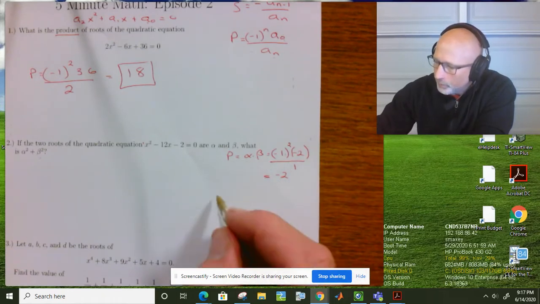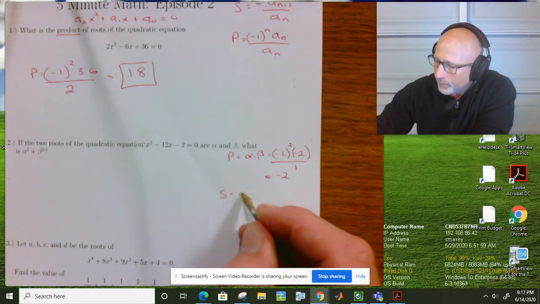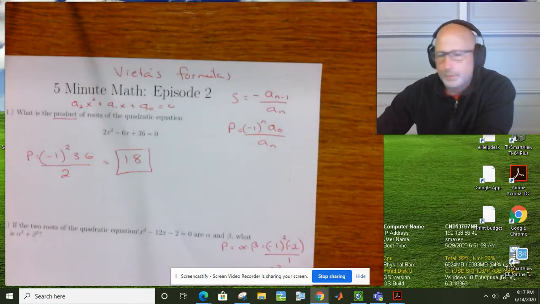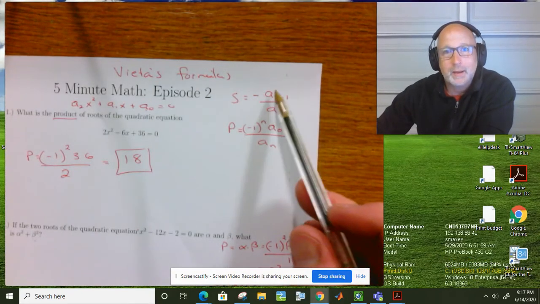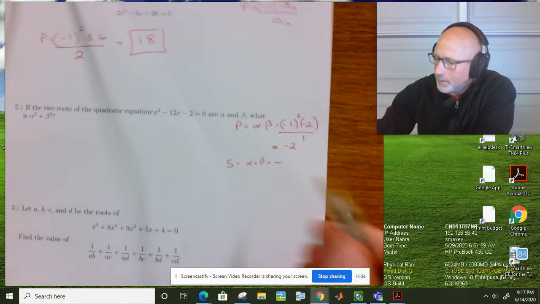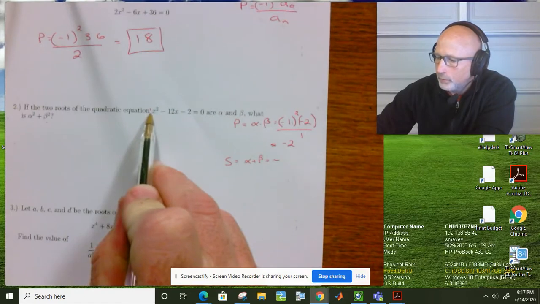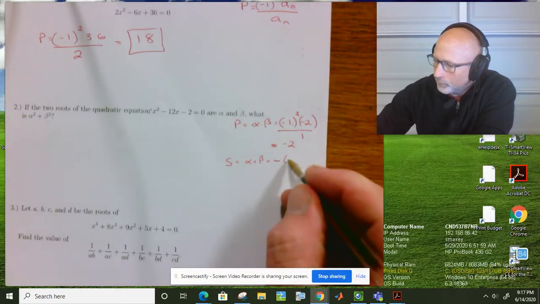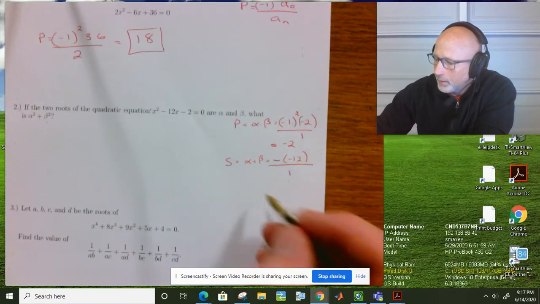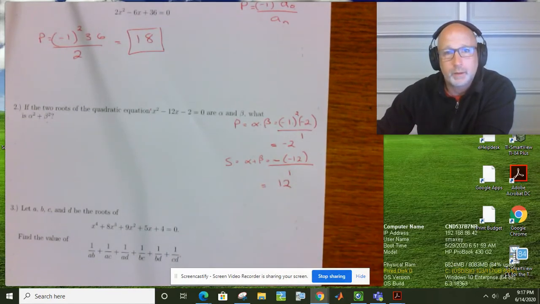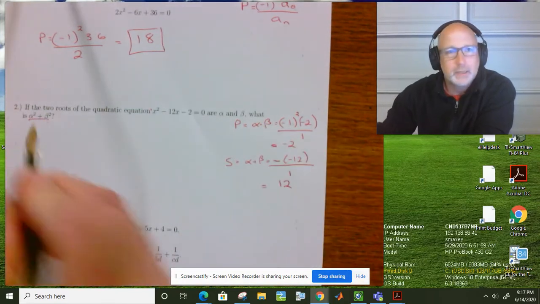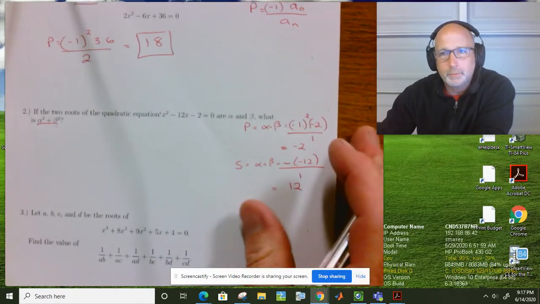Now the sum of the roots, which is alpha plus beta, is going to be equal to, by this formula up here, negative a of n minus 1 all over a of n. So this is negative a1, which is going to be negative 12, and then all over a of n, which is 1. So you end up with positive 12. Now this is great, but this doesn't help me get what I need. I want alpha squared plus beta squared.